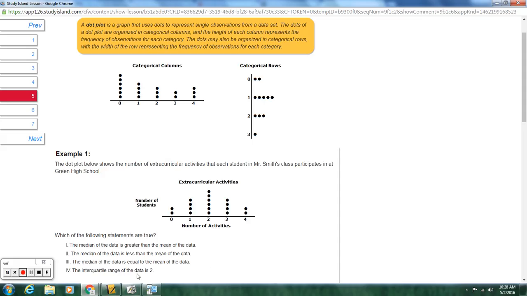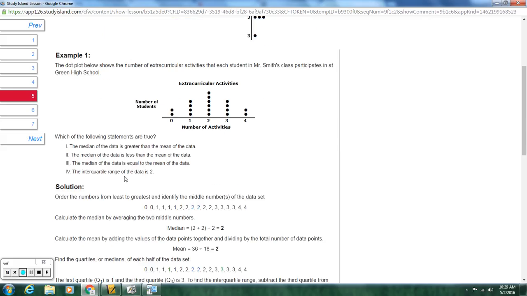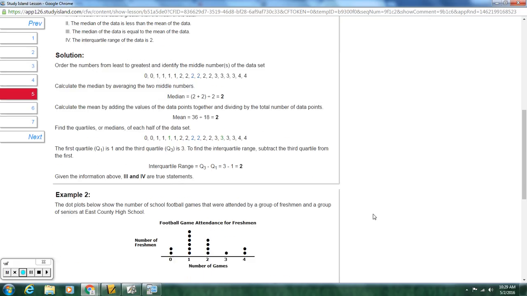We know it's this one. The interquartile range of the data is 2. How do we find the interquartile range? Q1 and Q3, Q3 minus Q1. So we could put those numbers in there and find the interquartile range, couldn't we? I don't want to waste any time on that. So we did say 3 was correct. It's actually 3 and 4.